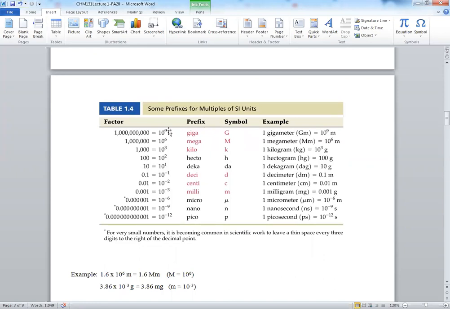Giga is a billion, 10 to the ninth. Mega is a million, 10 to the sixth. Kilo is 1,000, and so on and so forth.